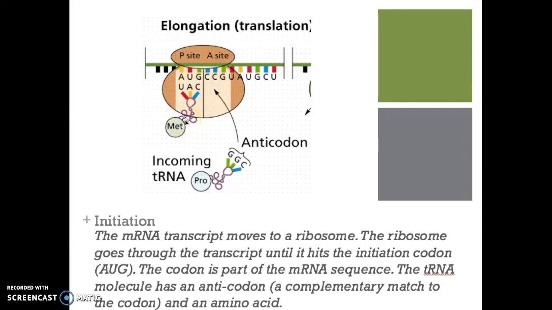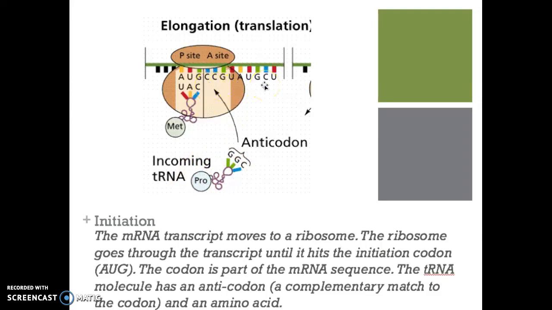What we have is this recognition happening here at the P site, while the A site is going to be where the anticodon goes in and starts recognizing the codon. So here we can see CCG is the next one. So what should match up? GGC, and here we see the anticodon GGC. For this transfer RNA, what it's bringing along with it is the amino acid proline. So proline will be next.